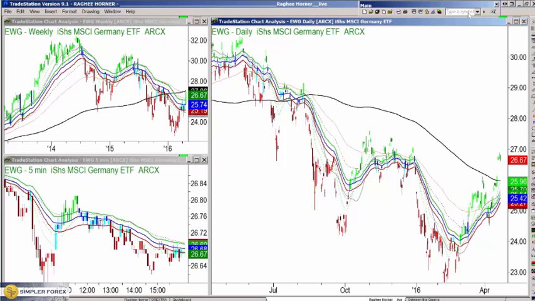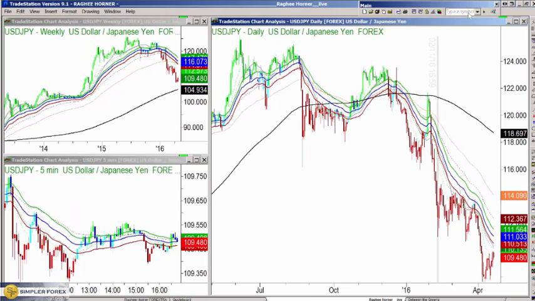I've been long for small windows of time. I've been long FXI, long EWG. And one of the reasons the global economic markets have been kind of very hesitatingly bullish is because of this story. So we've got to talk about the BOJ here.